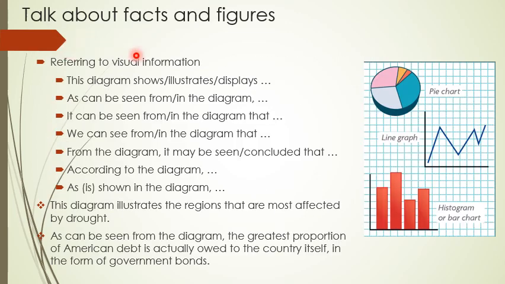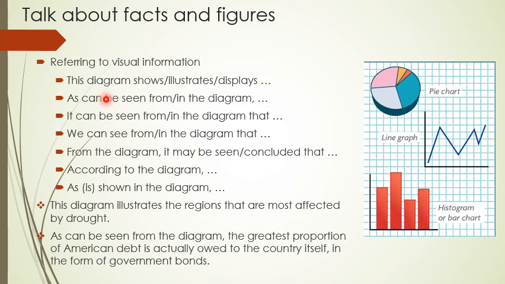Talking about facts might include referring to visual information. Visual information is talking about figures, describing figures, or describing tables, or illustrations, or something like that. In this case, to make it easier for us, we can use some standard sentences, as stated here.